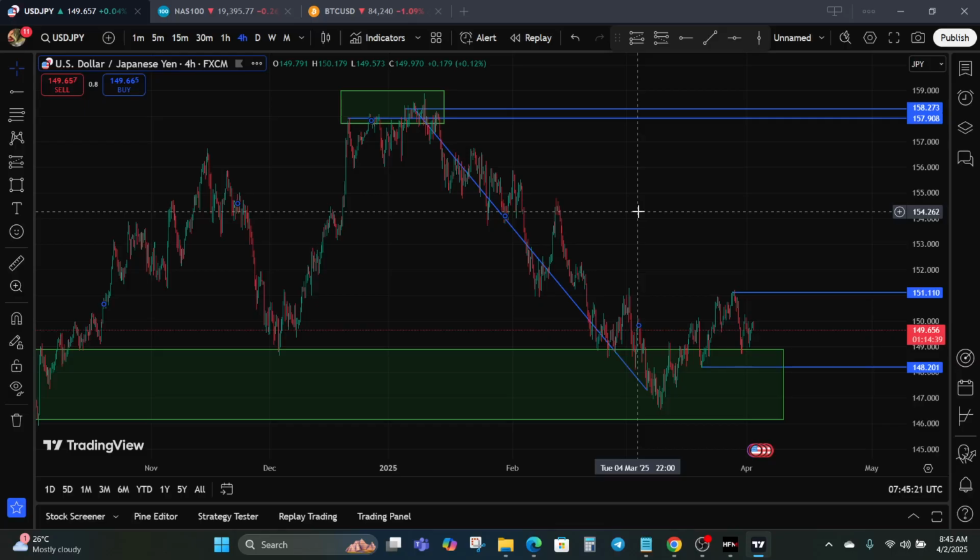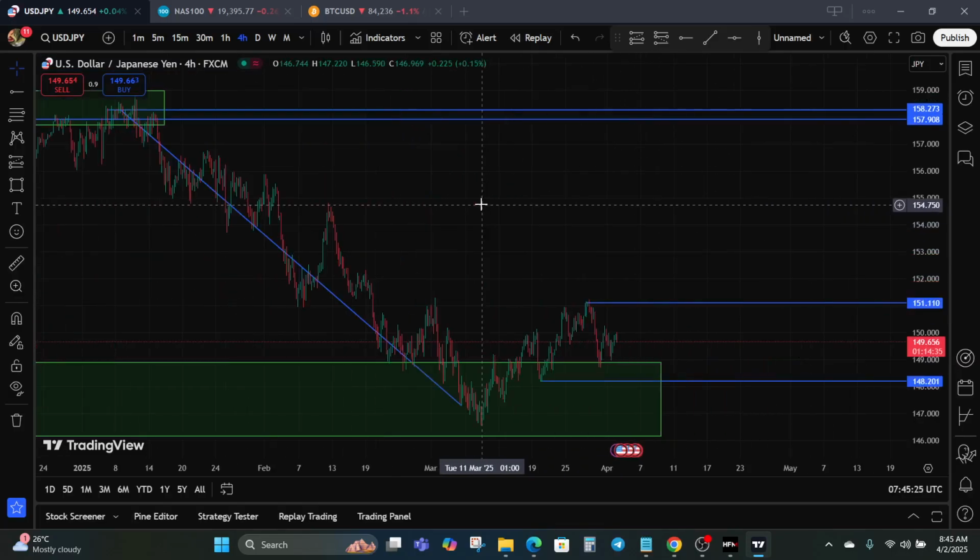And the second step is to look for liquidity pools. These form where many traders place stop losses.